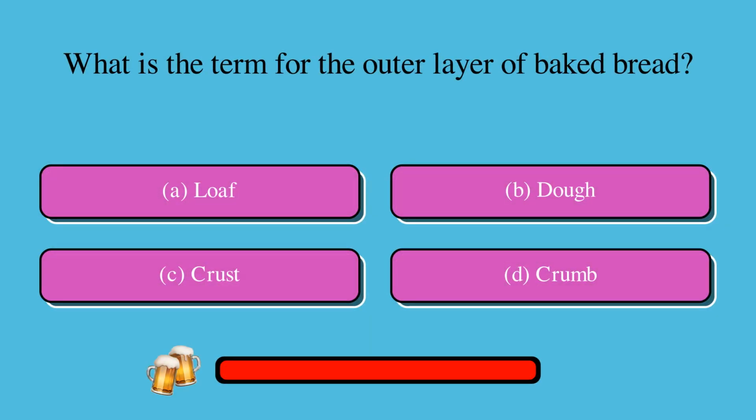What is the term for the outer layer of baked bread? Is it A, loaf, B, dough, C, crust, or D, crumb? The correct answer is C, crust.